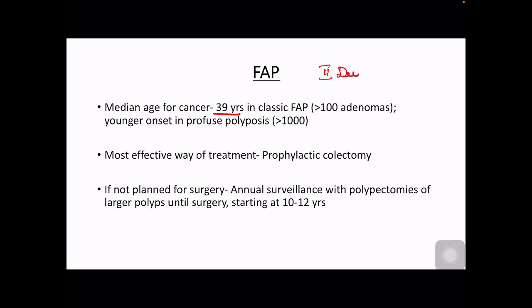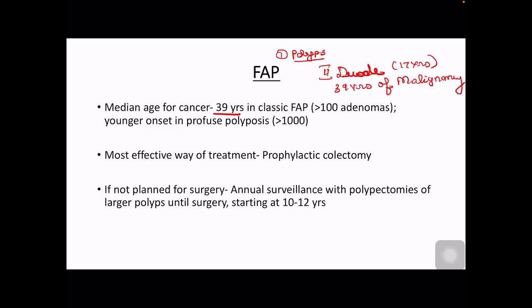Second decade, the polyp starts around 17 years. And as I said before, in FAP the tumor progression is very slow, whereas in HNPCC the tumor progression is very rapid. So in FAP, the polyp starts at the second decade, around 17 years of age, and it takes around 3 decades, around 39 years of age, to become a malignancy. So the average age at which you can find malignancy in an FAP patient is around 39 years.